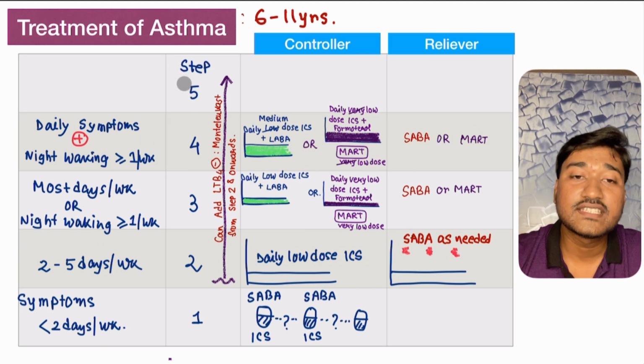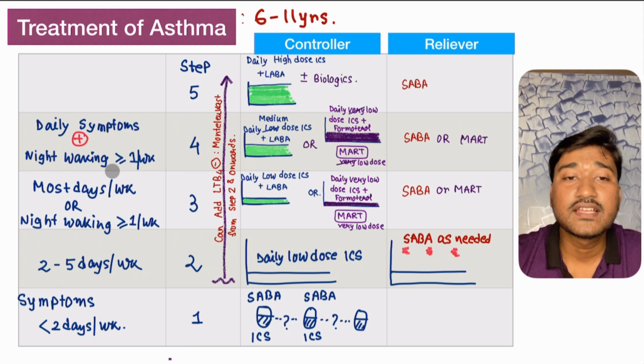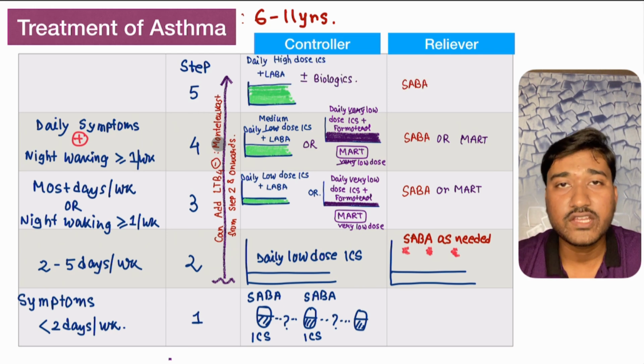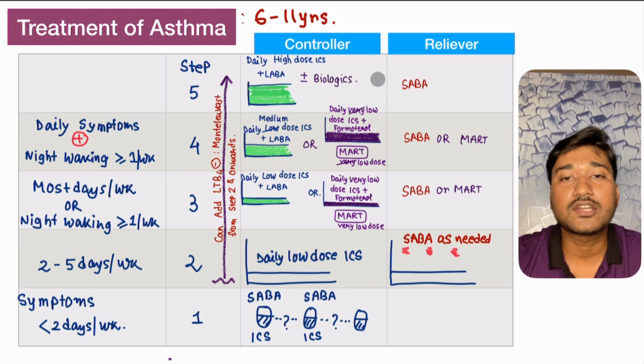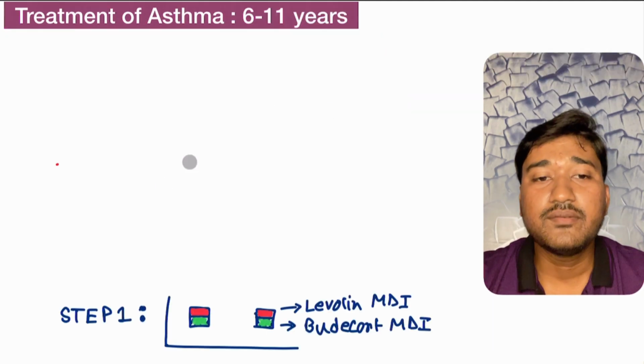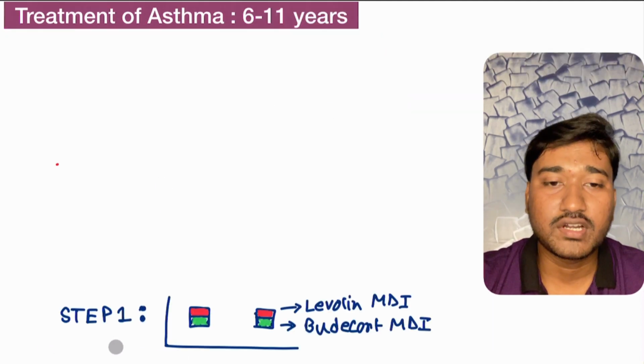Okay, so what is step 5 management? Step 5 means all the features of step 4 plus exacerbated symptoms which are not being controlled with appropriate management. So this is step 5. In step 5 you have to use daily high dose ICS with LABA plus minus biologics that we have discussed, that is mepolizumab, dupilumab and all that, and as a reliever you have to use SABA.